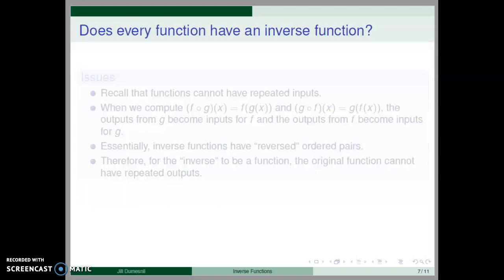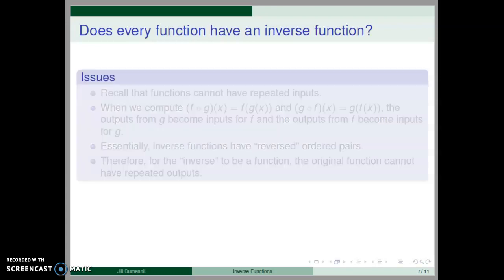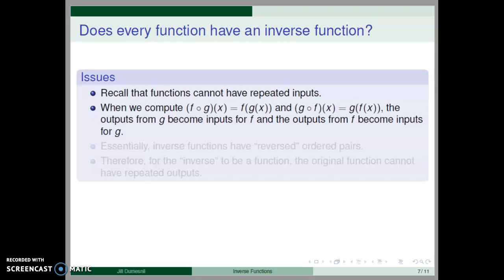A natural question to ask at this point is, does every function have an inverse function? There are a few issues to consider in answering this question. First, recall that functions cannot have repeated inputs. Notice that when we compute f of g of x, the outputs from g become the inputs for f. And when we compute g of f of x, the outputs from f become the inputs for g.